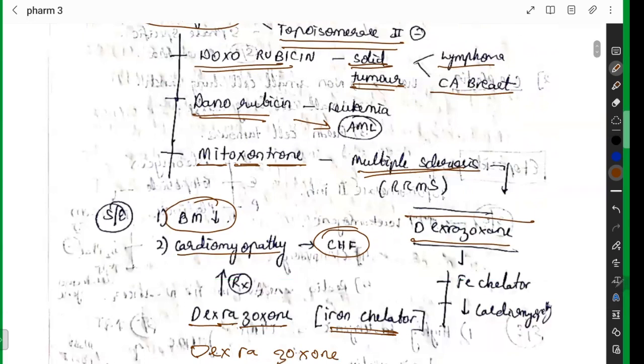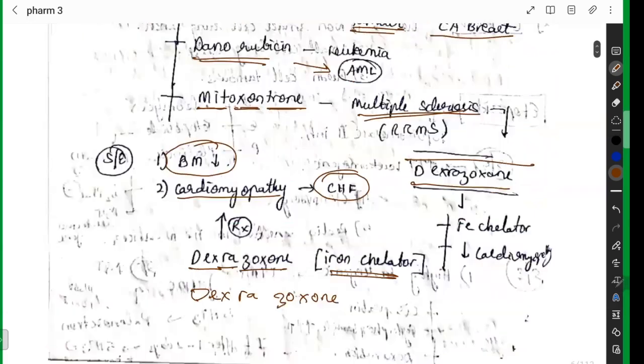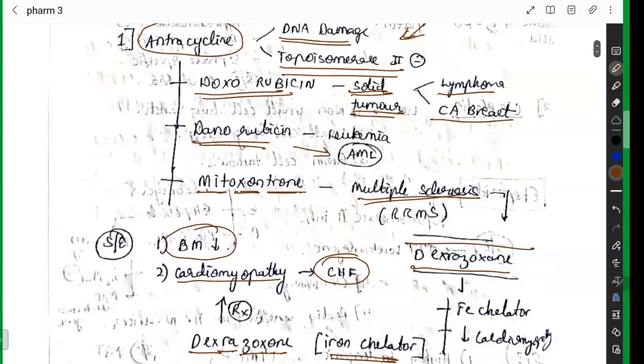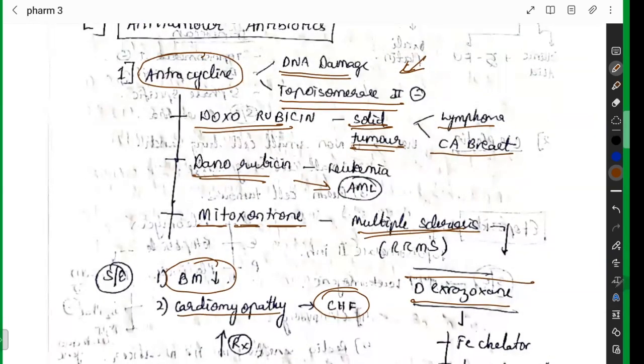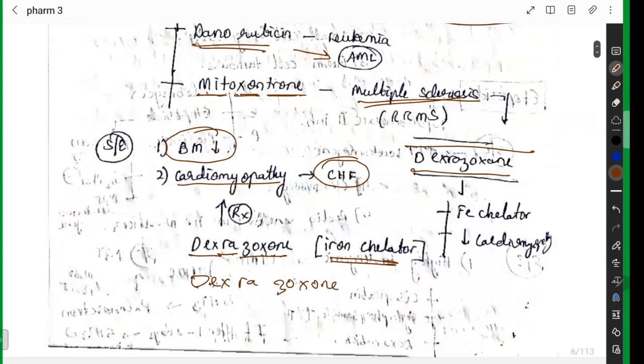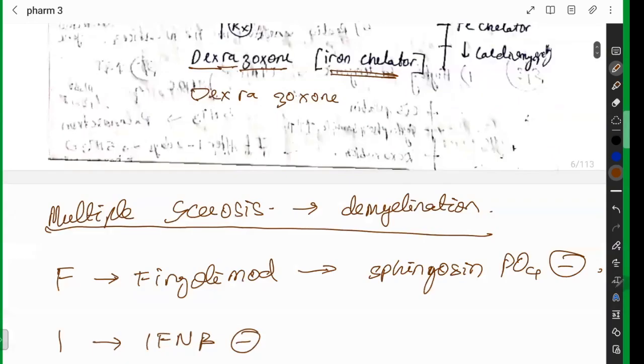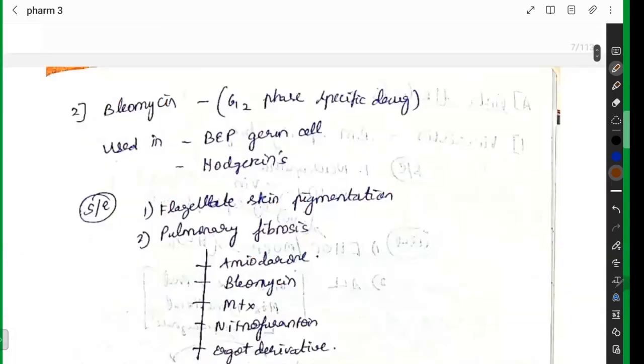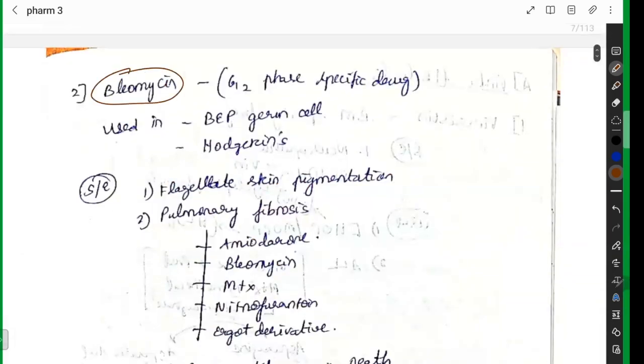So you have doxorubicin, daunorubicin, mitoxantrone, that are anthracyclines. What is the antidote for anthracyclines? That is going to be your dexrazoxane. Clear, right? Then you're going to have a second group of drugs, bleomycin. This you would have commonly encountered. It is a G2 phase specific drug. Remember, this is a G2 phase specific drug. They are used in the BEP regimen for germ cell tumors.